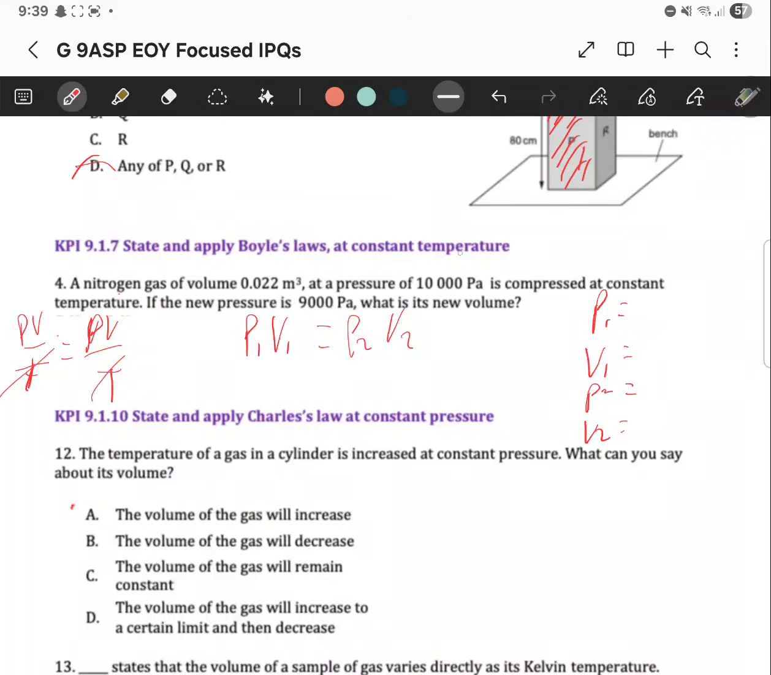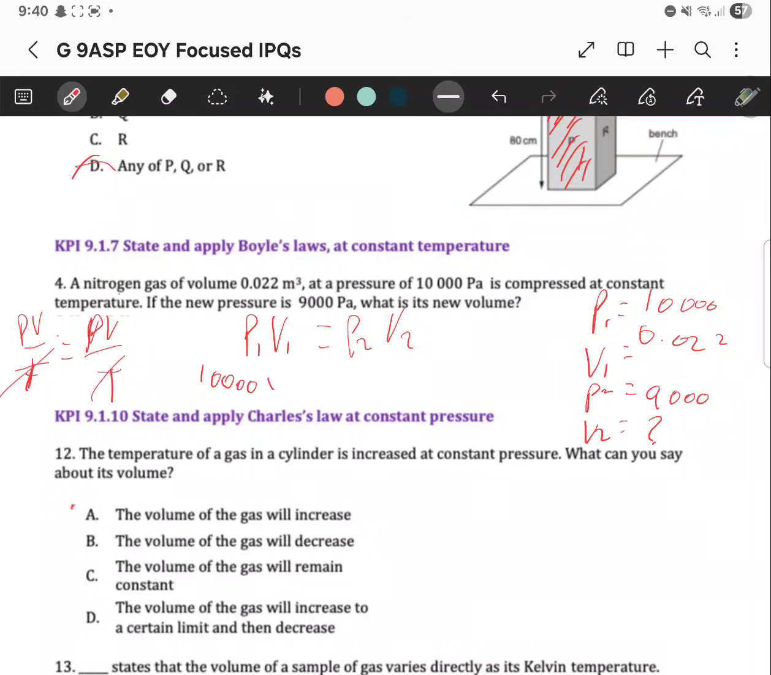Gas has a volume of this at a pressure of this. Nice and easy. So 10,123, 0.022. That's the volume one. Is compressed, and the new pressure is 9,000. And clearly it's asking me for my new volume. That makes it easier for me to see where I'm putting the numbers.